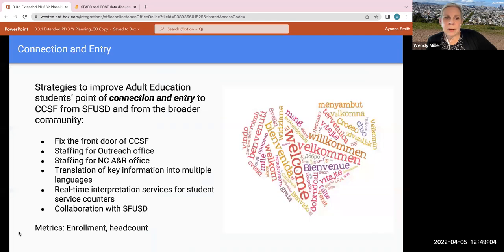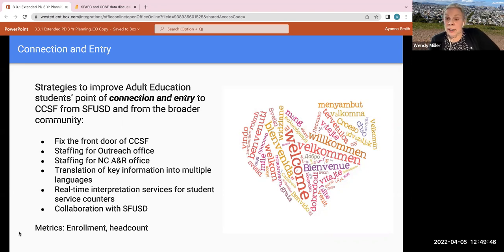Next slide, please. So if we go back to our consortium goals, we clumped the strategies we heard from everybody into things that are responsive to the 3 San Francisco Adult Ed Consortium goals. So the first one, connection and entry. First things, fix the front door of the college. Non-credit students have had a really challenging time with our non-credit enrollment and registration system and continue to do so, particularly with everything being online and remote. So we need to fix that.